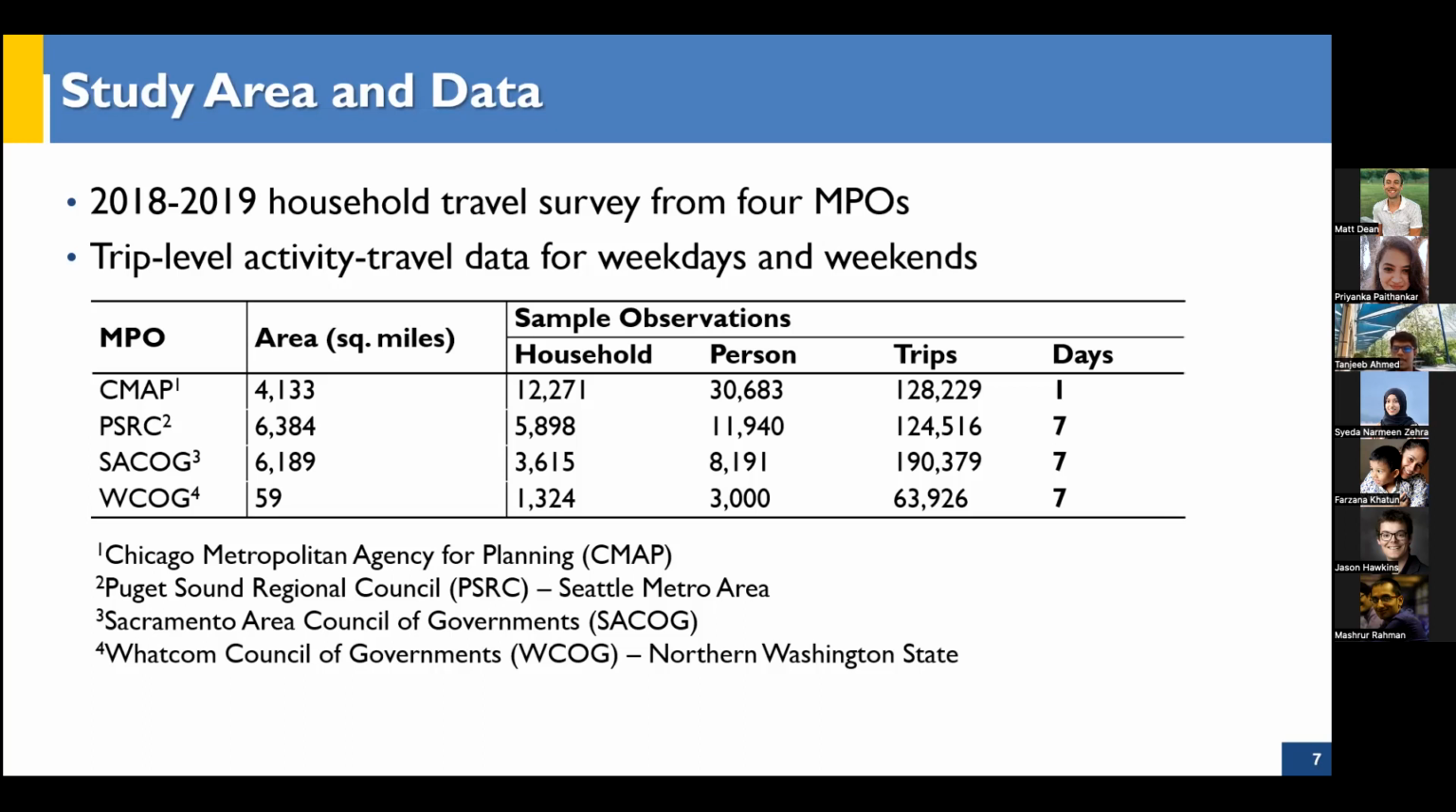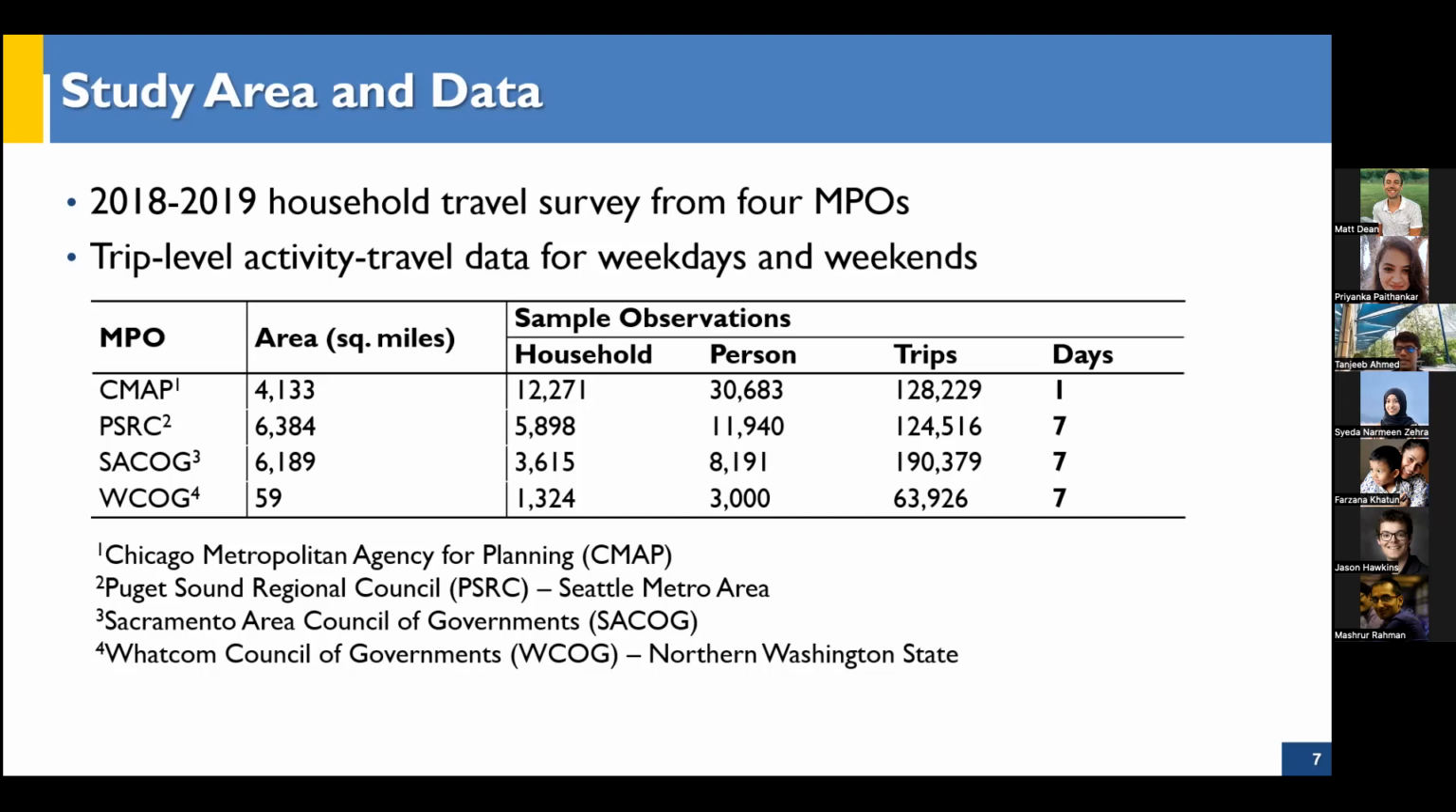We see from here that the PSRC is the largest in terms of area, and CMAP is the largest in terms of the sample population. And except CMAP, all other MPOs have up to 7 days of data for each person. To prepare the data for analysis, we applied the trip chain definition I mentioned in the earlier slide and extracted only the chain trips for the analysis. So in total, there are 47,251 trip chains in the dataset.